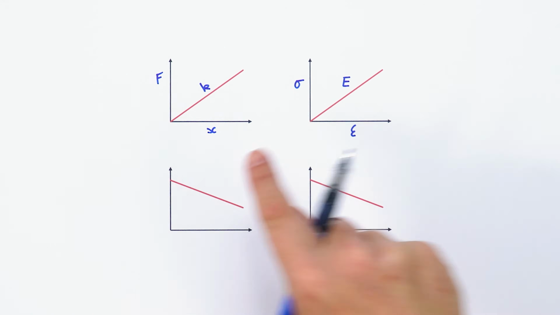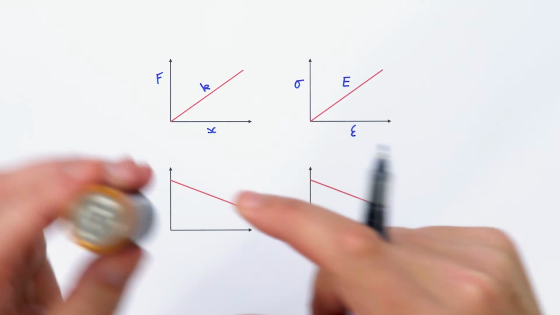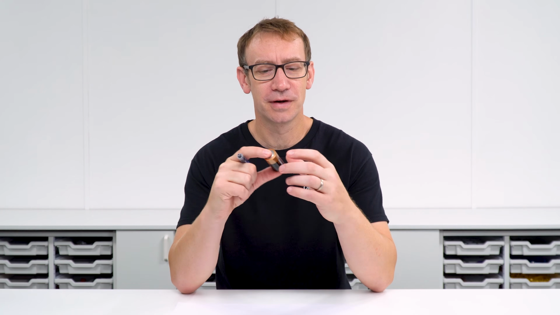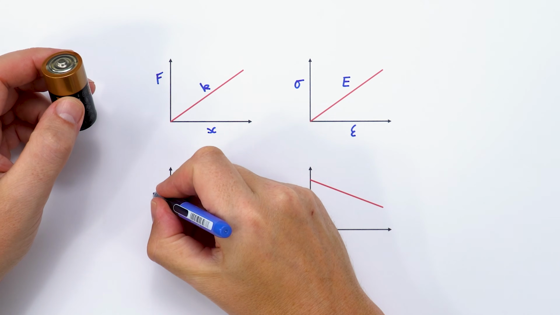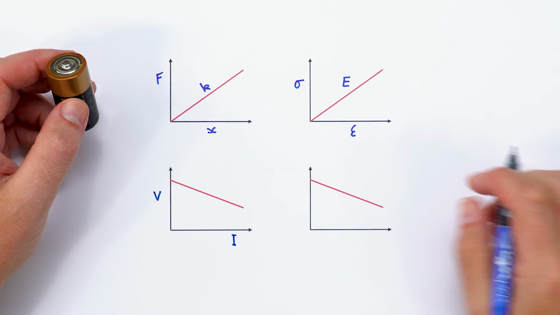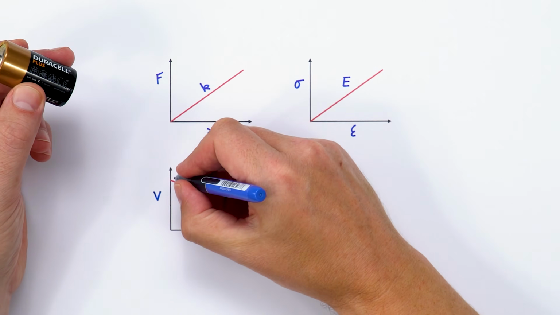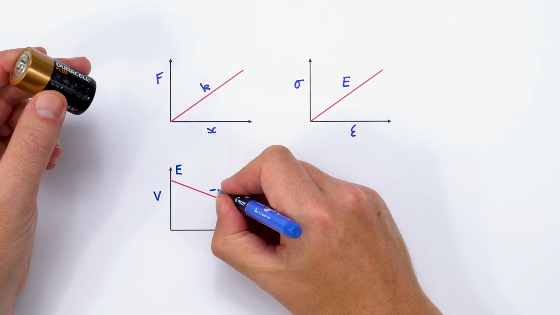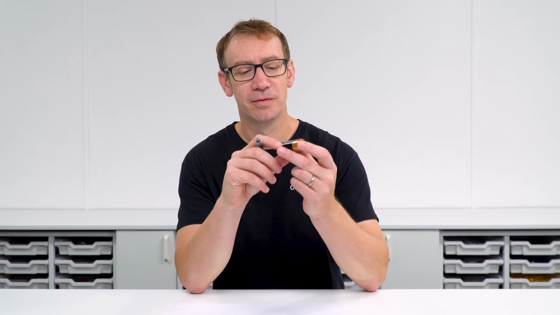Sometimes, of course, we have a gradient which is negative. Now, for the first one over here, if you were to have a cell or a battery, and you were to look at the potential difference across it as we had a bigger current flowing through it, what we'd find is when you had a greater current, we would have a lower potential difference. And here, the intercept of that line is equal to the EMF, and the gradient is equal to minus r, which is the internal resistance.